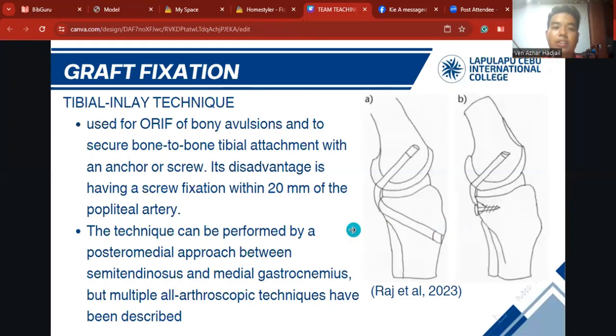It can be impinged. This technique can be performed by a posterior medial approach between the semitendinosus and the medial gastrocnemius. And multiple arthroscopic techniques have been described.